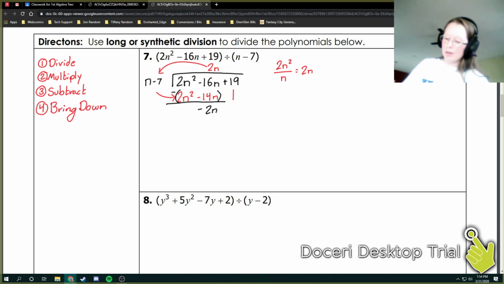We're going to bring down the next term. Okay. Then we repeat those steps one more time for this problem. So I'm using a different color now because I'm starting a different iteration of the work. So see, first step is divide. So we're going to divide negative 2n by n. First term by first term, every time.